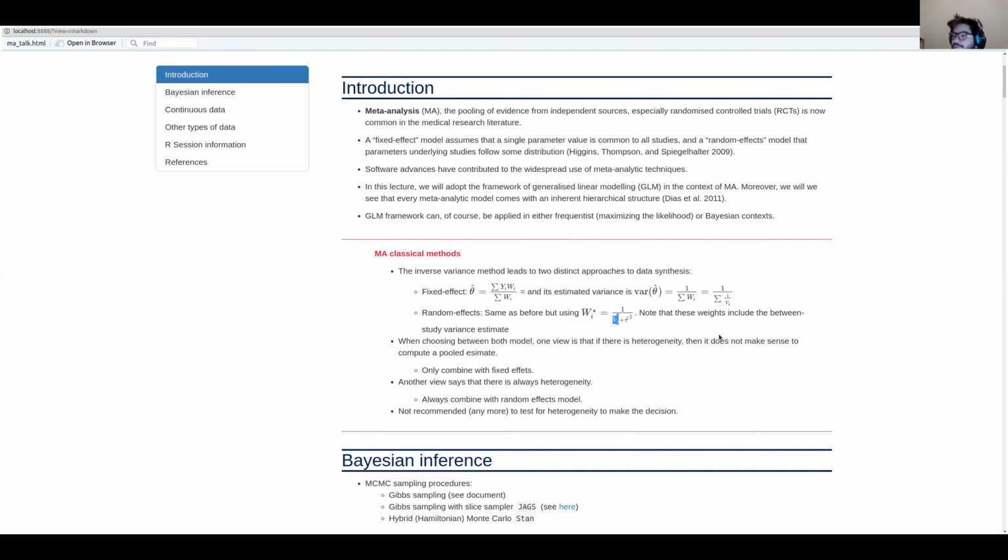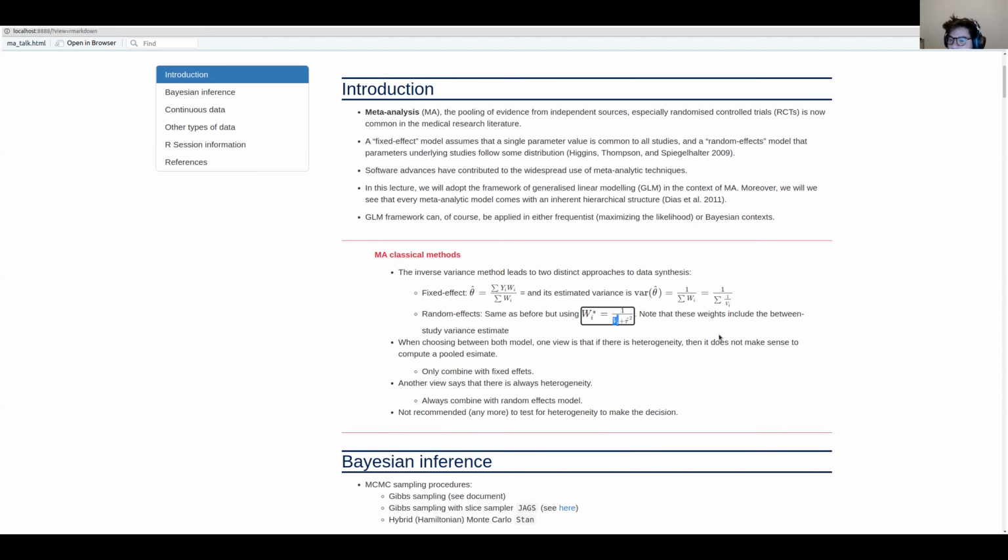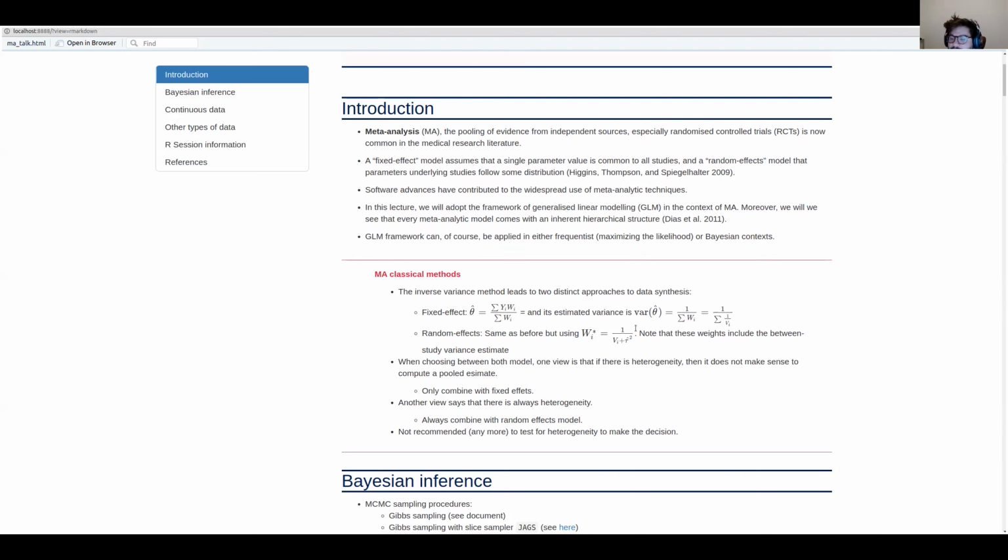When people know me, I usually try to make the audience talk to me, so I usually ask questions. One of my questions is: what do you think will happen if this tau, our best guess of tau, the between-study variance, is really huge in terms of the Vi, which is the variance, the standard error variance of our effect size for each study? What happens to Vi, the variance of each effect size for each study, when this tau is huge compared to each Vi individually? Anyone?